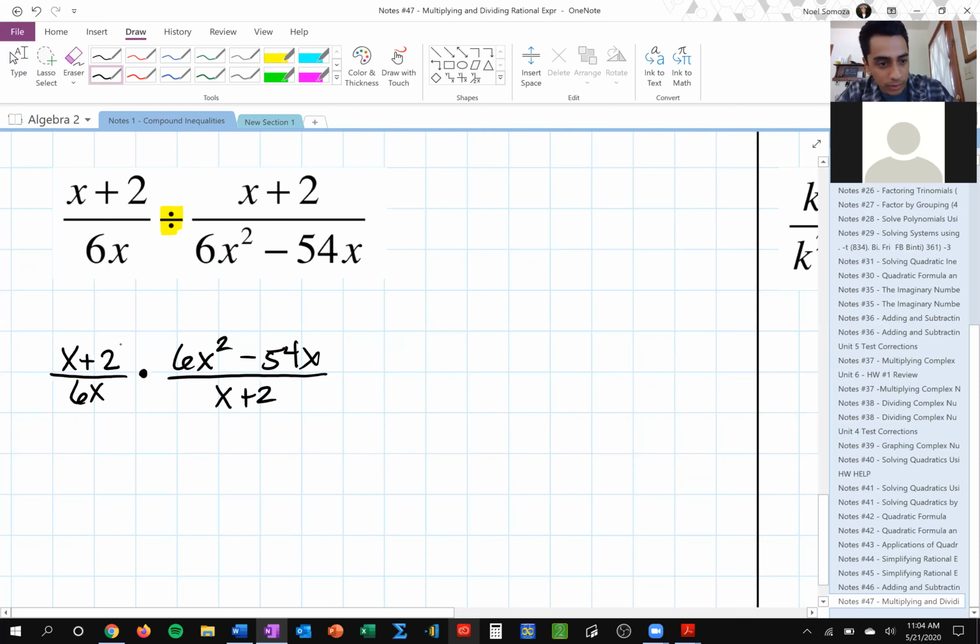Okay, so I'm going to wrap some factors in parentheses. I have 6x squared minus 54x, right? That's not factored. So I would need to factor that first before I go any further, okay? So what we can do now is say, all right, well, this is still going to give us x plus 2 over 6x times... look at the two factors in my numerator there on that second fraction. What looks like it can be factored out of 6x squared minus 54x?